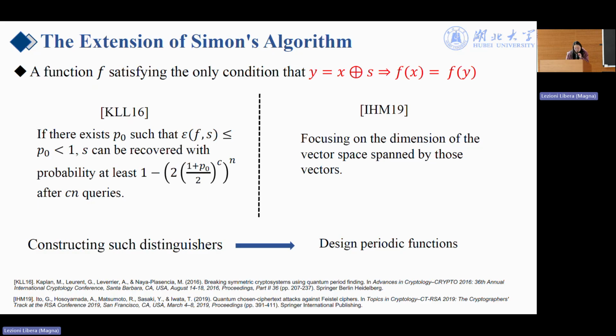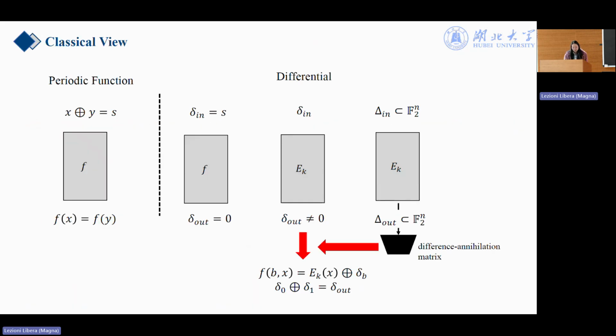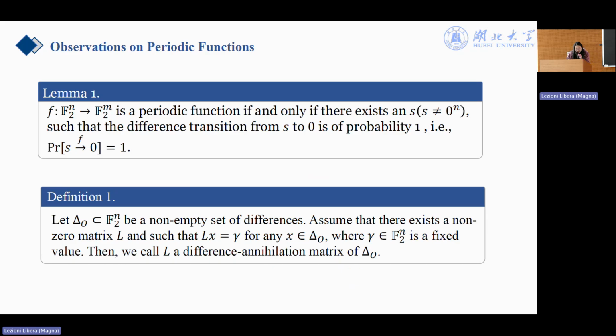So, Kaplan and Ito studied the intention of Simon's algorithm, and finally, constructing distinguishers based on Simon's algorithm can be transformed into designing practical functions. If a function is a practical function, we can try to observe it from the differential view. It means that the function has a differential s to 0 with probability 1.